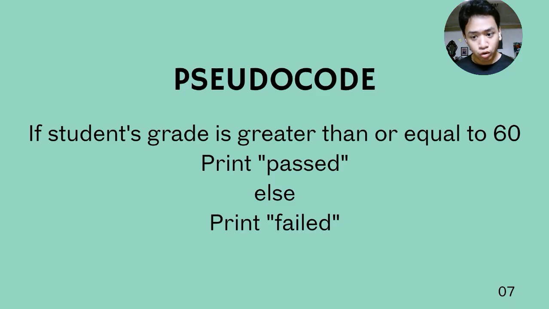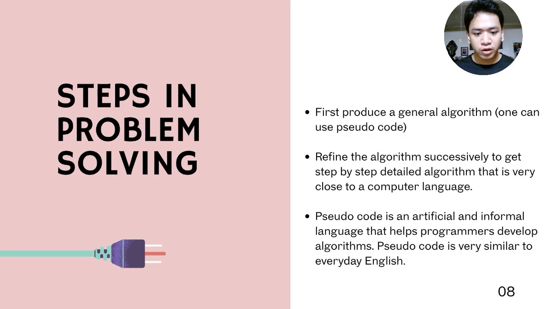An example of pseudocode is if a student's grade is greater than or equal to 60, we want to display passed, otherwise display failed. So in pseudocode, we would simply write: if grade is greater than or equal to 60, print passed. Else, right arrow, print failed. So this is simple and clear, and it prepares us for real coding later.